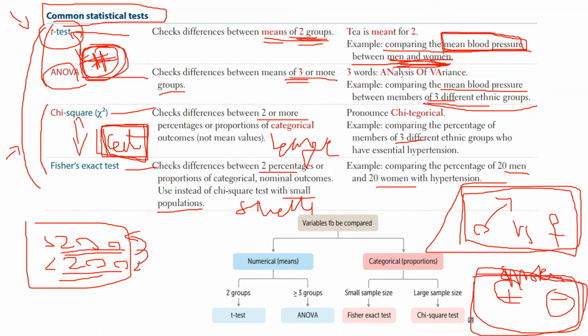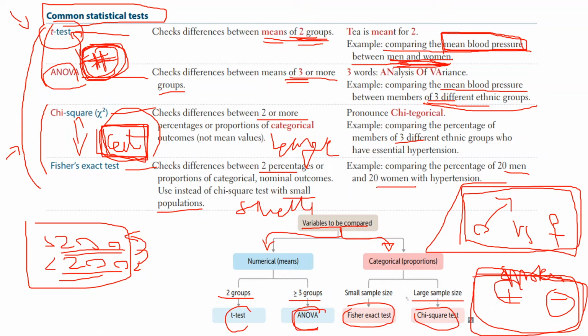So just to summarize, you start with the variables to be compared, like we mentioned. Are they numerical or categorical? If they're numerical, then you go to this side, where you're deciding between t-test and ANOVA. If it's two groups, you go for t-test. If it's three or more groups, you go for ANOVA. If it's categorical, however, then you're going to be between Fisher's exact test and chi-squared test. If it's a large sample size or three or more groups, then you're going to be sure that it's going to be chi-squared test.